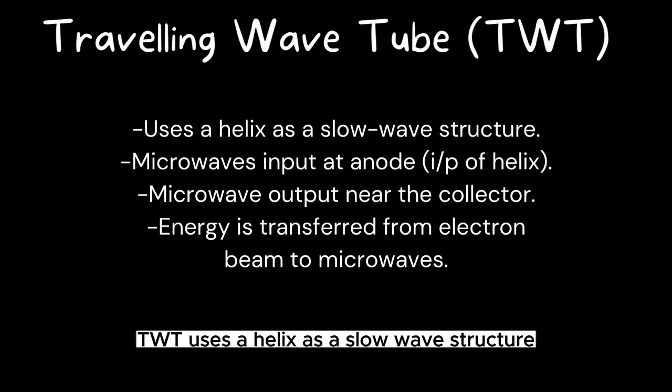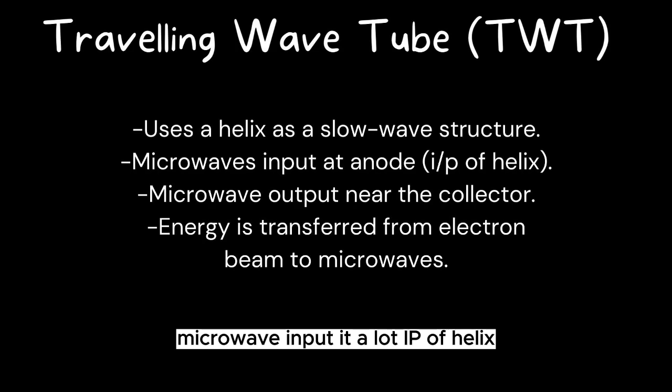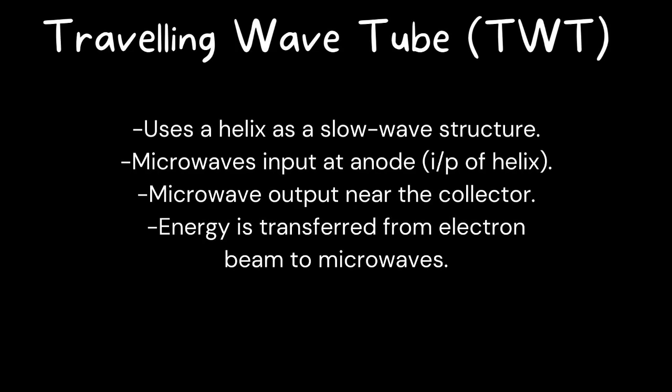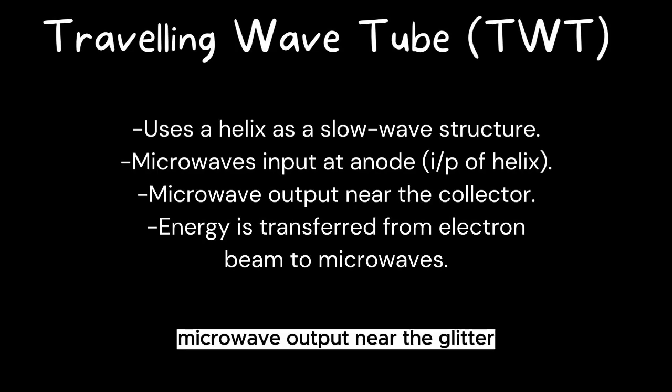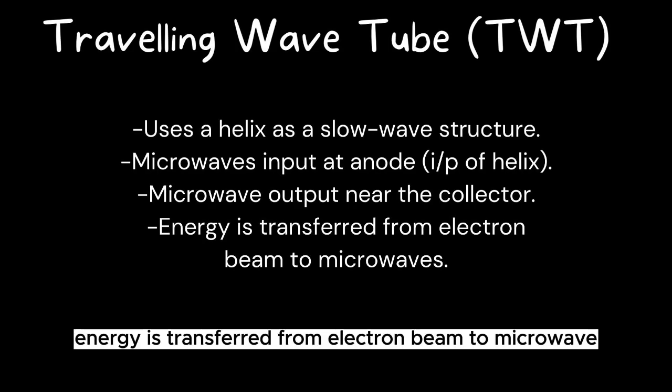Traveling wave tube (TWT) uses a helix as a slow wave structure. Microwave input at the anode end of the helix. Microwave output near the collector. Energy is transferred from the electron beam to the microwave.